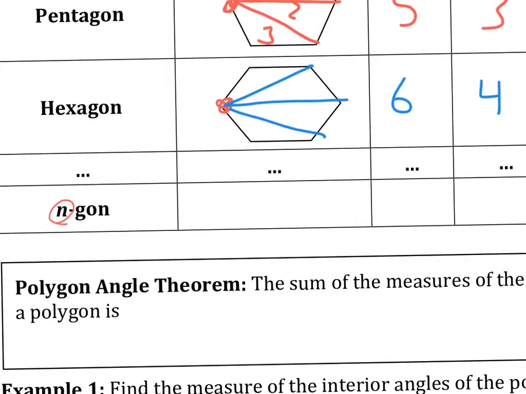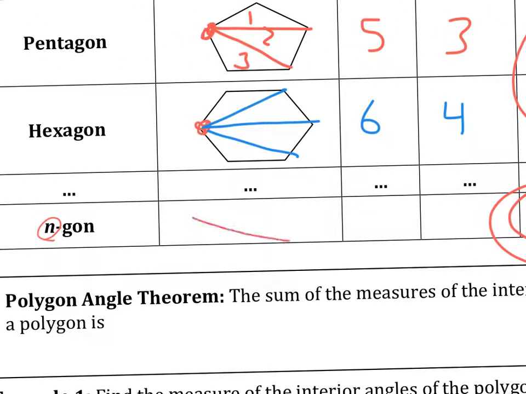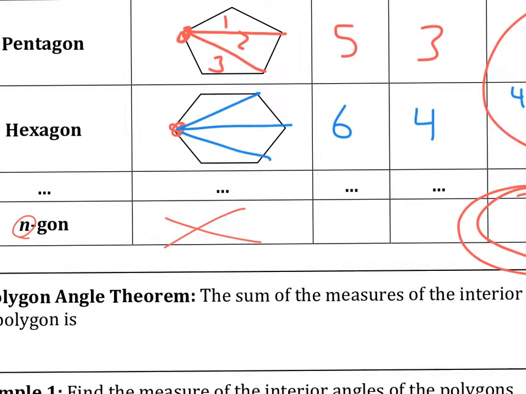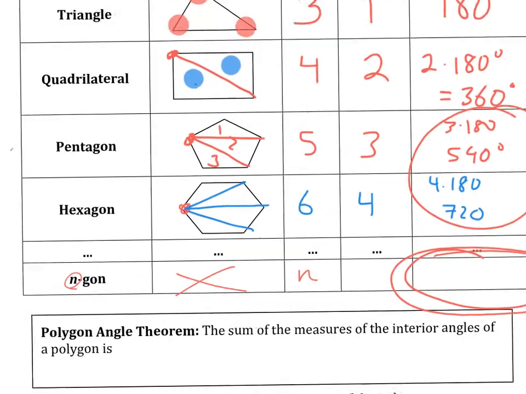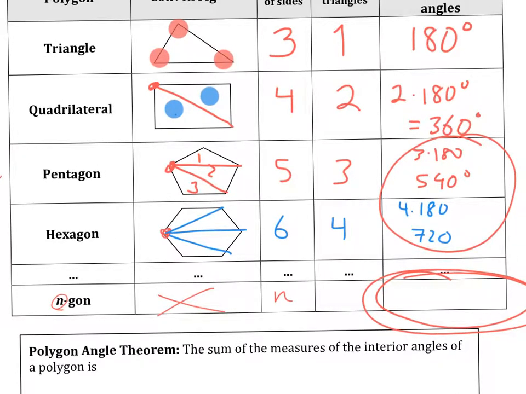Hashtag forget about it. All right, so for this one, there is no n-gon to draw because we actually don't know what it looks like just because n is unknown. So the number of sides an n-gon has is n. So what's the pattern we see here? To get from a triangle to the number of triangles is 3 to 1. Quadrilateral to the number of triangles is 4 to 2, 5 to 3, 6 to 4. So that's going to be n minus 2.